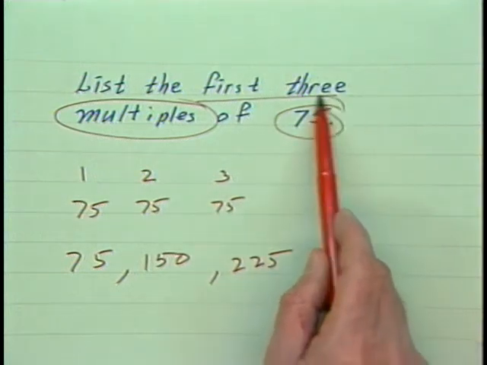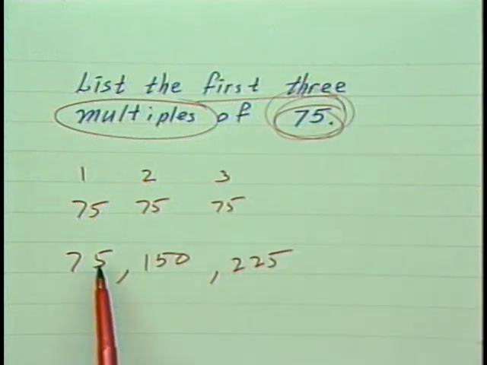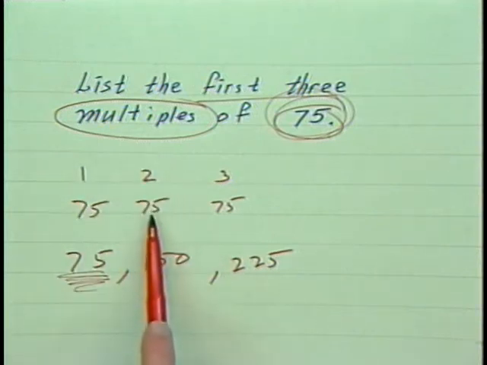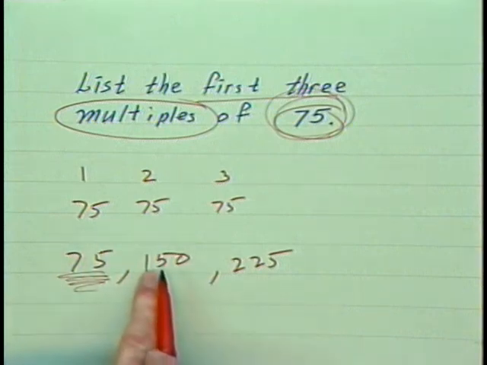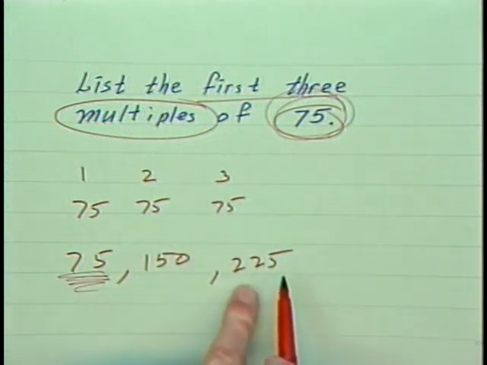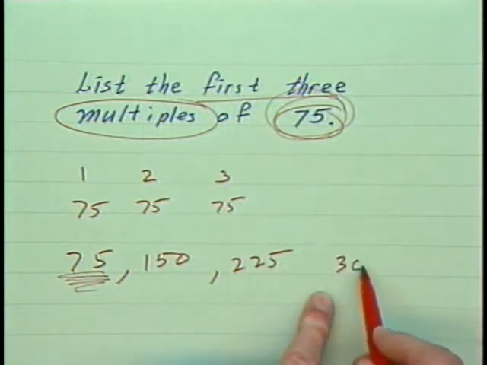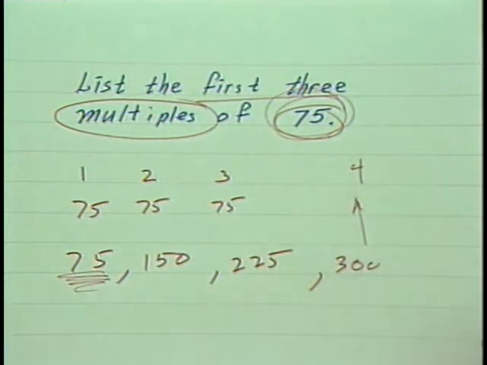Now notice the number we want to find the multiple of, 75 in this case, is always the first multiple. Now you can take 1 times it, 2 times it, 3 times it, or you can take 75 plus 75 to get the next one, plus another 75 to get the next one, plus another 75 to get the next one, which is the fourth multiple.